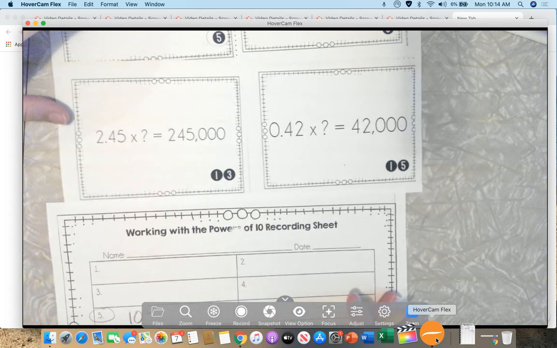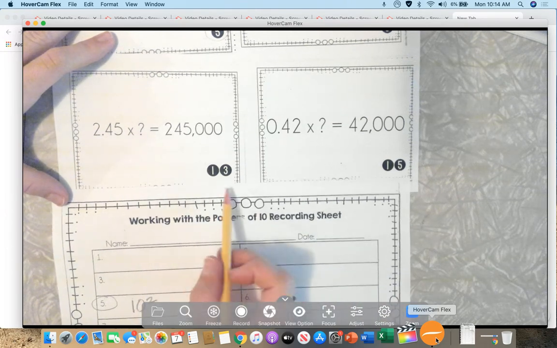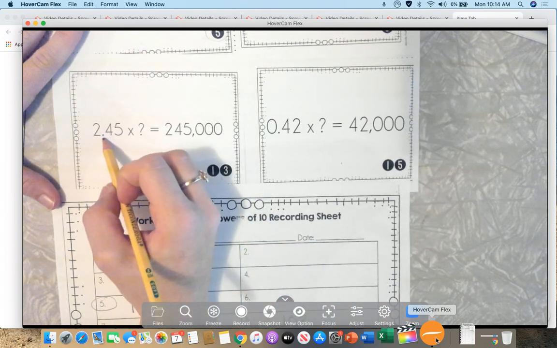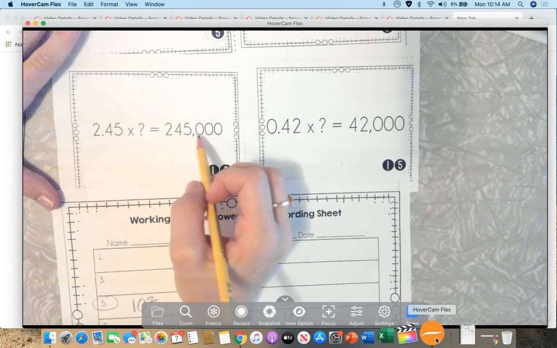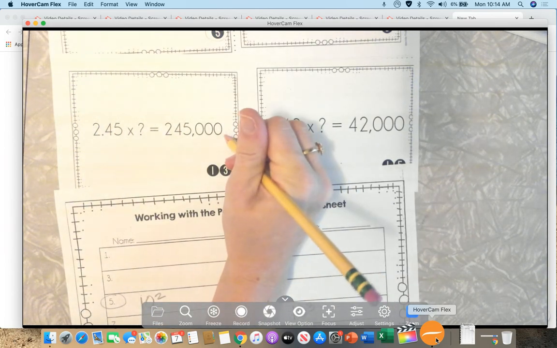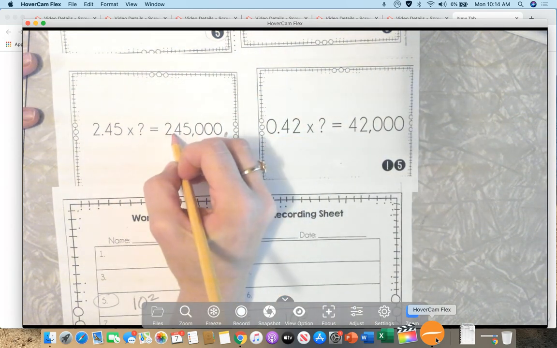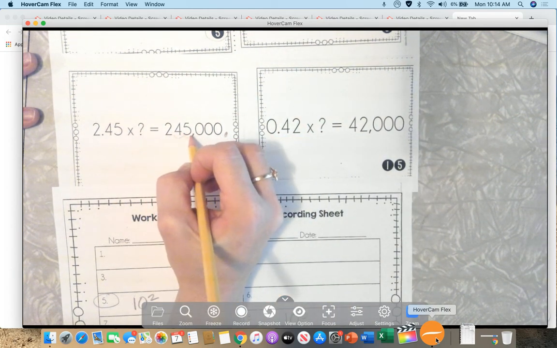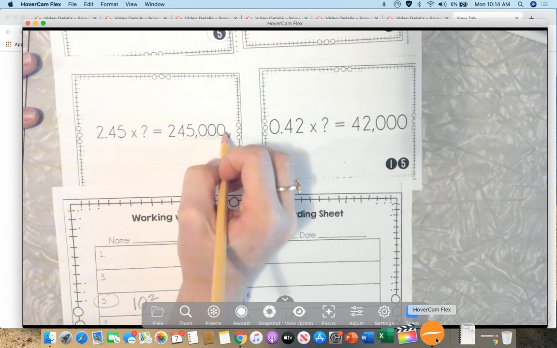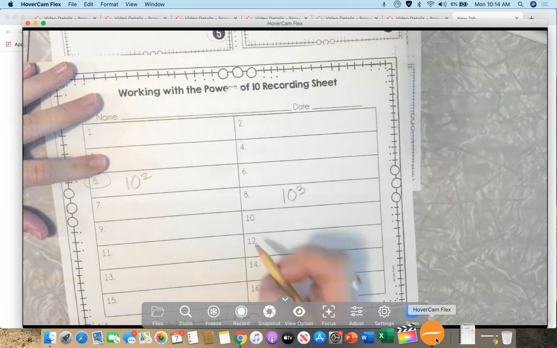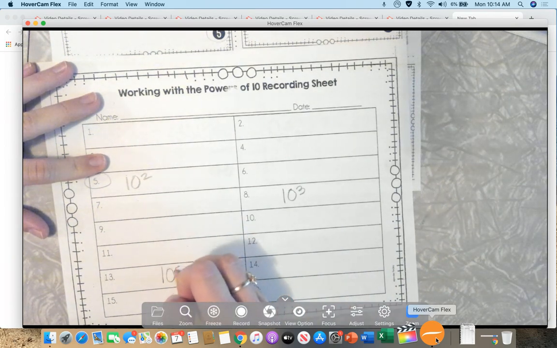All right, I'll do one more for you guys. I'll do number 13 here on my test card. Okay, look at this one. It went from 2.45 to 245,000, which means the decimal is sitting down here at the end, right? So it was originally right here. So it went 1, 2, 3, 4, 5. It was multiplied times a 10 to the 5th power. So number 13 is 10 to the 5th power.